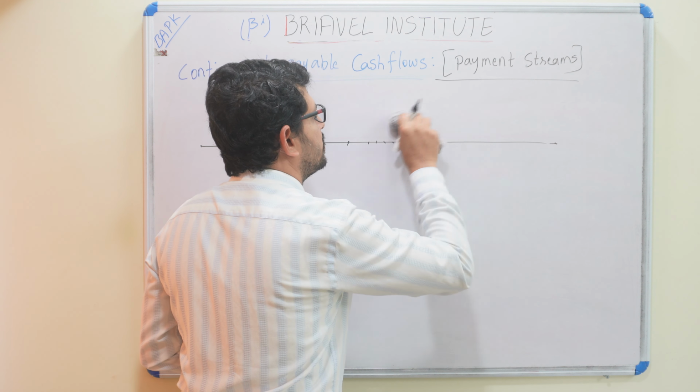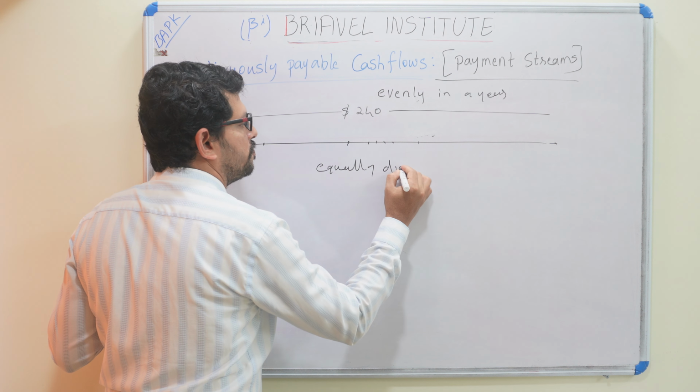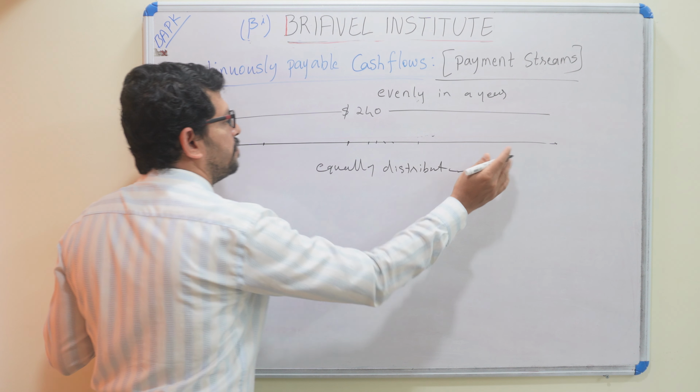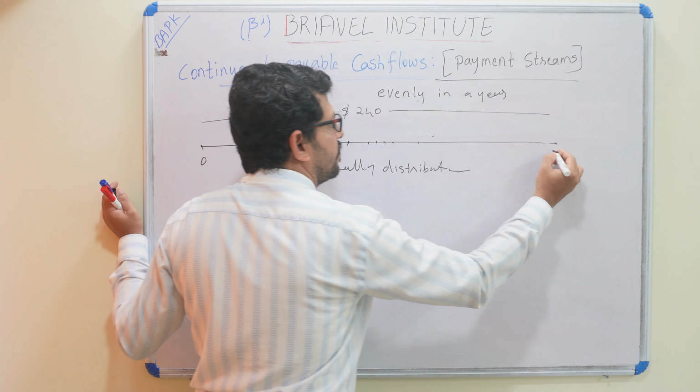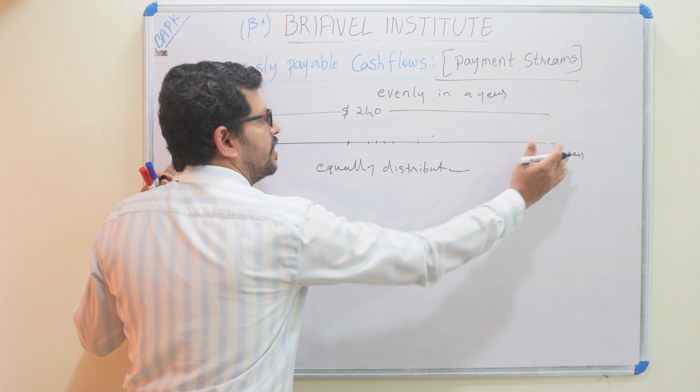Now we are studying the continuous cases. In continuous cases, for example, we are getting $240 in a year, and they will say that it is evenly distributed in a year. That means it is equally distributed, spread over the year. So this is time 0 and this is 1 year, and this 240 amount is equally distributed in a year.